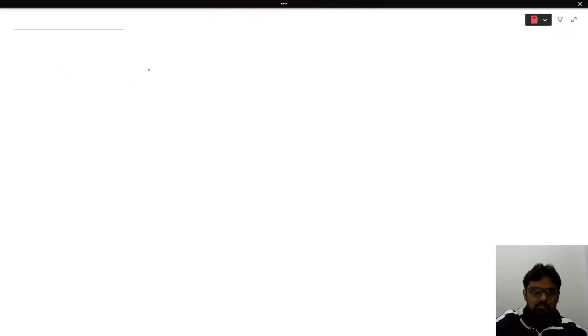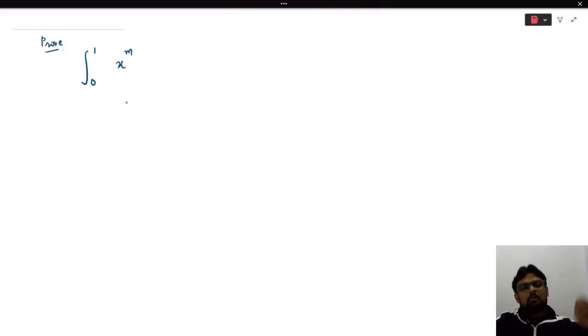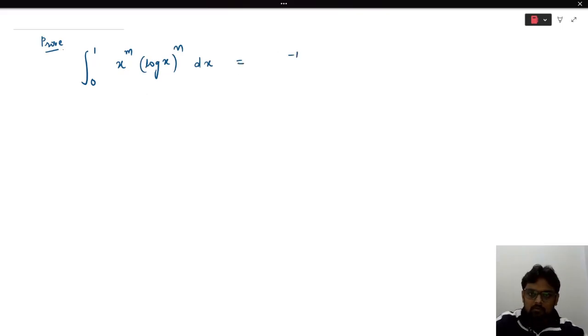So this becomes simple by using the gamma function. With the help of the gamma function, an integration of this type, integration of 0 to 1 x to the power m, here the integration is 0 to 1. Try to prove it yourself; I will give a little hint. You have to prove that the integral of x to the power m log x to the power n dx is nothing but minus 1 to the power n upon m plus 1 to the power n plus 1, times gamma n plus 1.